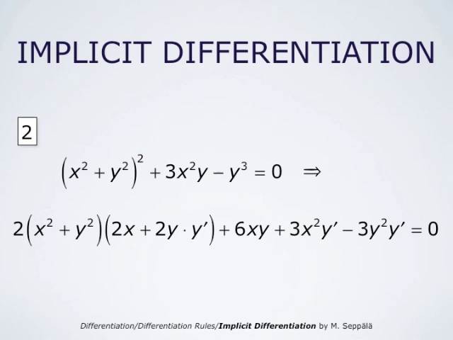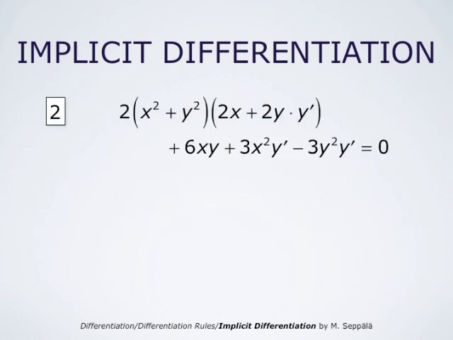The derivative of 3 times x squared y consists of 2 expressions. First we get by the product rule the derivative of 3 times x squared, which is 6 times x, times the second term y, plus 3 times x squared times the derivative of y, which is y prime. So that gives these two middle terms in this expression, and finally the derivative of negative y cubed is minus 3 times y squared times y prime, and this now must be 0 because the derivative of 0 is of course 0.